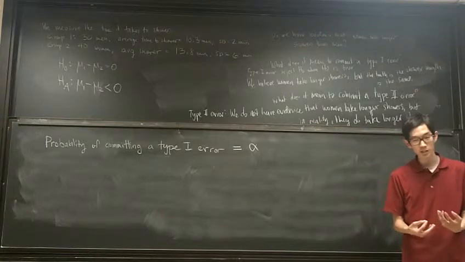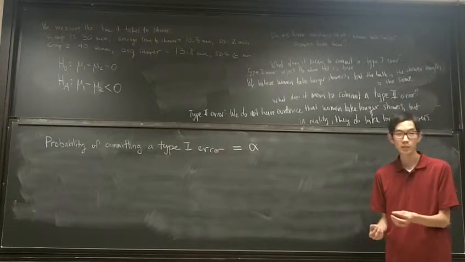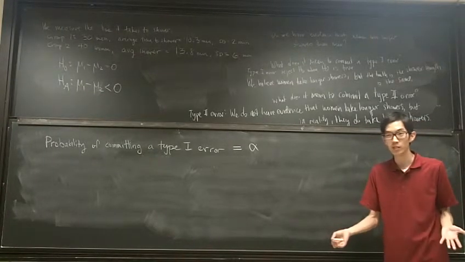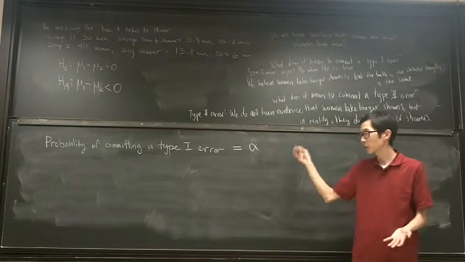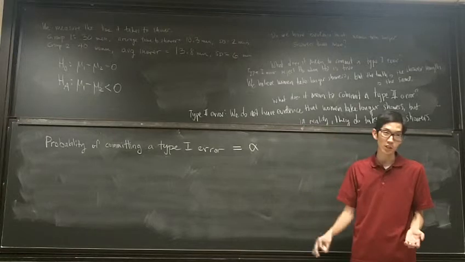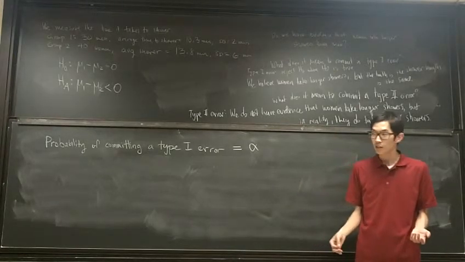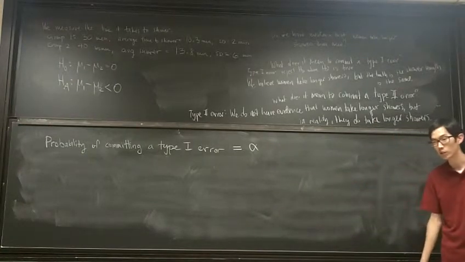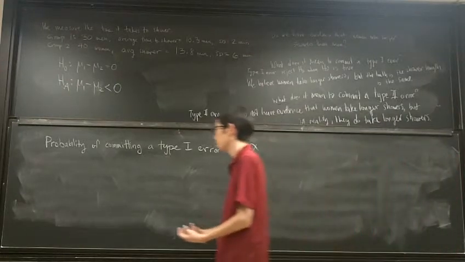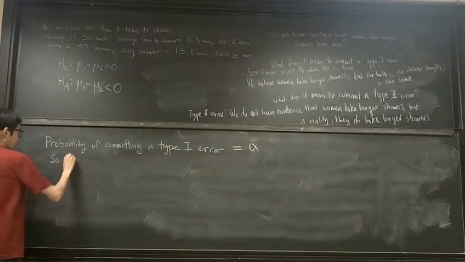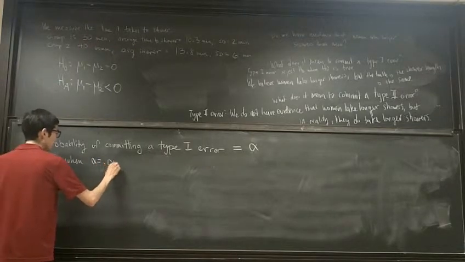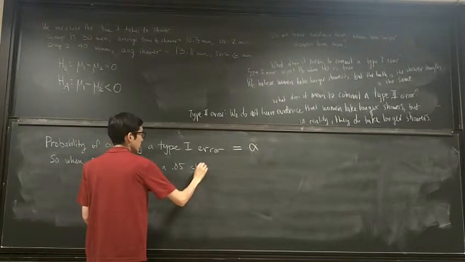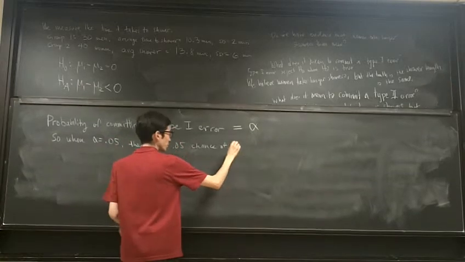But when you get a p-value of, let's say, 4%, that means there is a 4% chance that you got this p-value just by random chance. So when you pick alpha equal to 5% and you say I'm going to reject whenever the p-value is 5% or less, you are inherently accepting a 5% risk of a type 1 error. So when alpha equals 0.05, there is a 0.05 chance of committing a type 1 error.